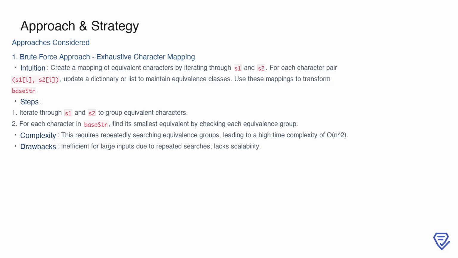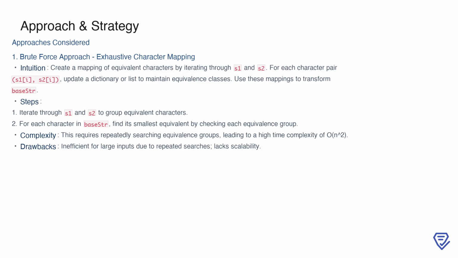To solve the problem of finding the lexicographically smallest equivalent string, one approach we could consider is the brute force method. The idea here is to create a mapping of equivalent characters by iterating through the two strings, S1 and S2. For each pair of characters at corresponding positions, we update a data structure, like a dictionary or a list, to maintain groups of equivalent characters. Once we have these equivalence groups, we can transform baseStr by replacing each character with the smallest character in its equivalence group. However, this method has significant drawbacks.